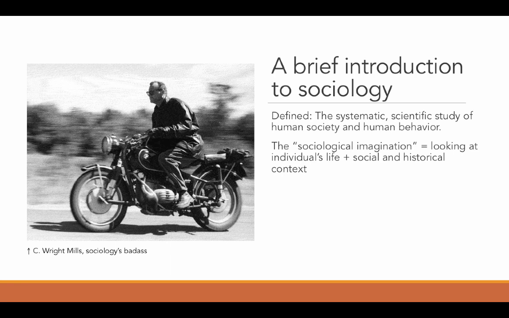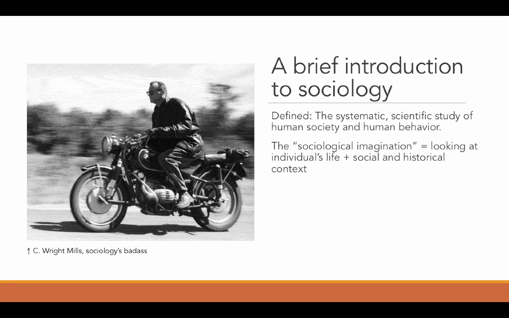So anyway, what C. Wright Mills was talking about when he wrote the book that you read from is that sociologists don't just see individual problems, right? A sociologist sees a person's life as being connected to the social world that they live in, as well as the historical period that they live in. And this part's pretty important. In this vein, Mills distinguishes between what he calls private troubles and public issues.